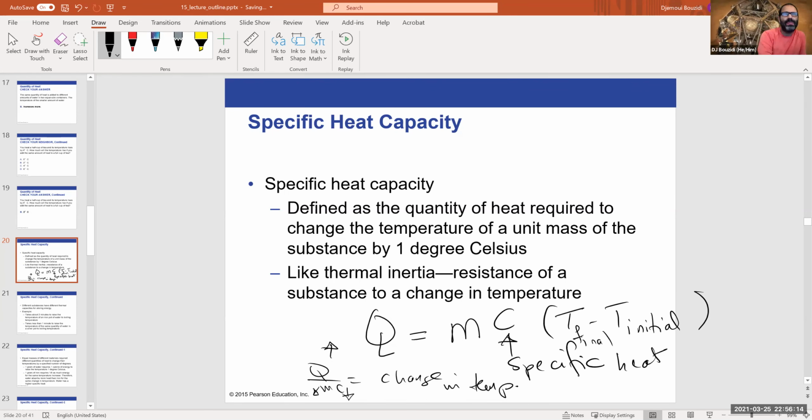Water, by definition, has one. Remember, we defined the calorie as being 1 gram of water when we change the temperature from 14.5 to 15.5. So this will be 15.5 minus 14.5. That's going to be 1 times the mass of the water, which is 1 gram. This is by definition a calorie. So C for water is 1. Any other material has usually less than 1. Water has this unusual property in that it has a very high specific heat. In other words, you need a lot of heat to raise its temperature, okay?